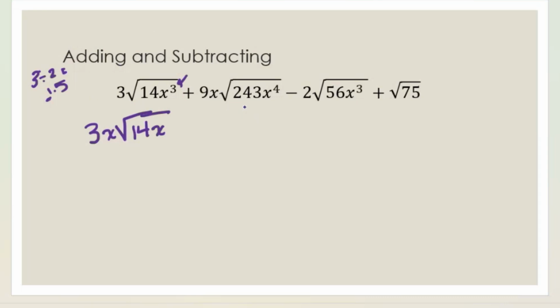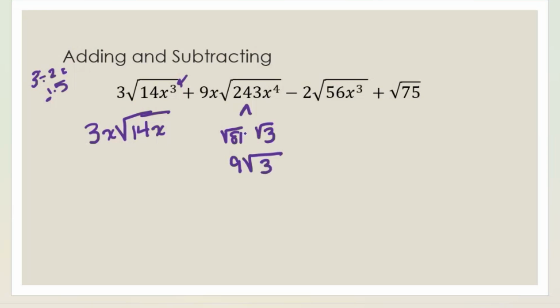For the second one, 243. If I try dividing by my perfect squares, if I divide by 81, I would see 81 times 3. And I know the square root of 81 is 9. The square root of 3 is just 3.